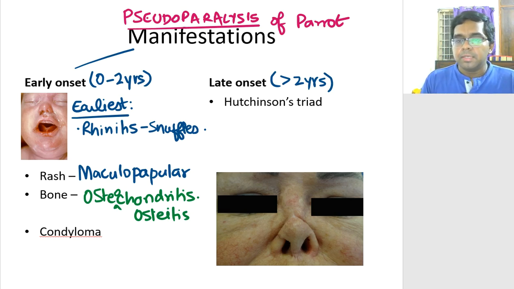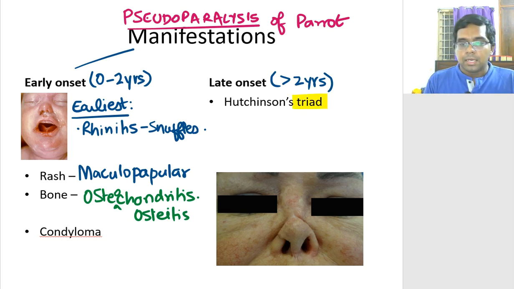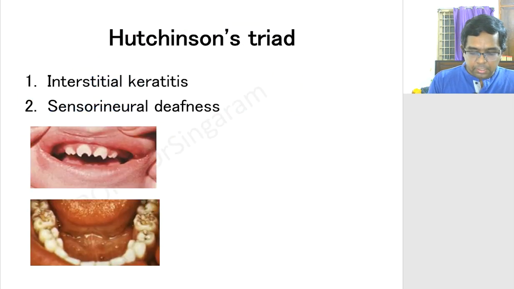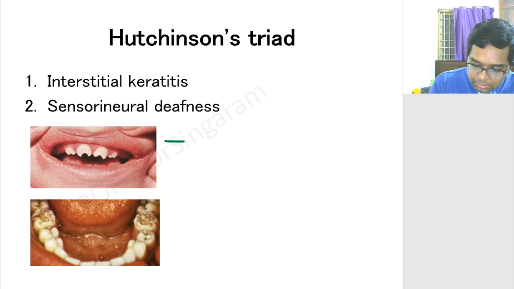The next point to be remembered is late onset syphilis, which is very, very important for you to remember because they keep asking about the triad which you get in case of late onset syphilis, and that is called Hutchinson's triad. I'm sure you might have heard about this Hutchinson triad. What are the features of this Hutchinson triad? One is interstitial keratitis, that's in the eye. Next is in the ear, that is sensory neural deafness, and third is involving the teeth.